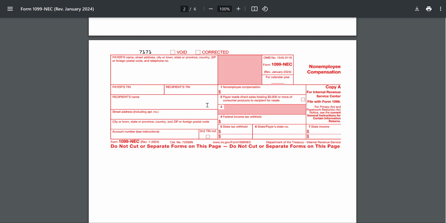So cash, physical checks, if I have paid via PayPal, but I paid friends and family, that goes on 1099 NEC. Because friends and family payments are not subject to 1099K reporting. Okay?